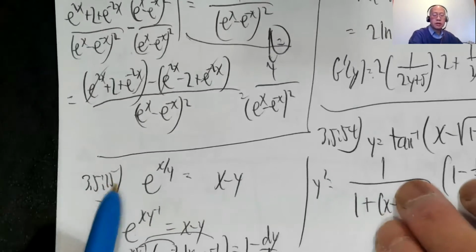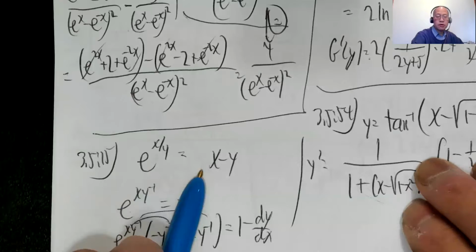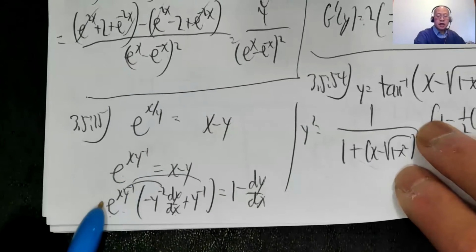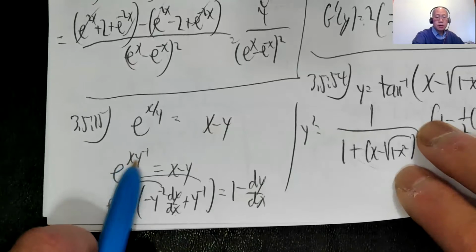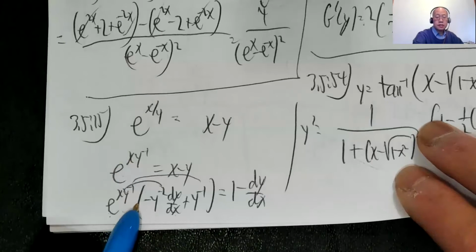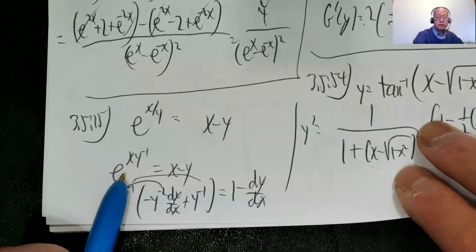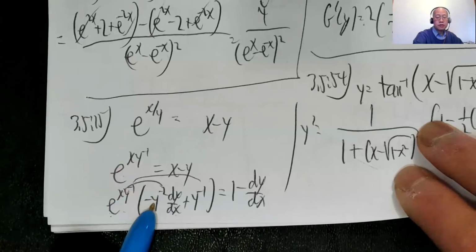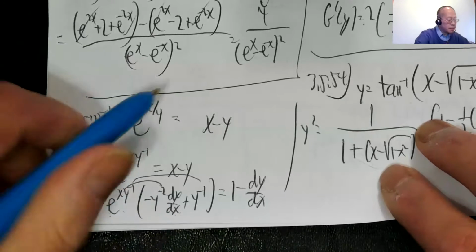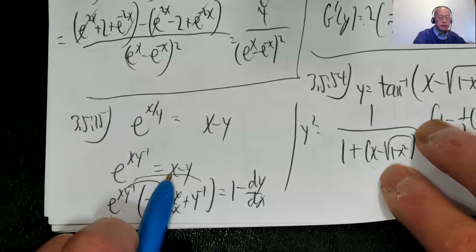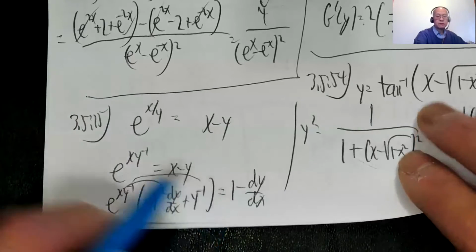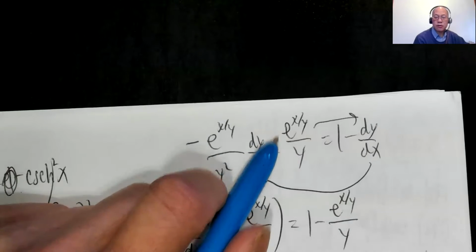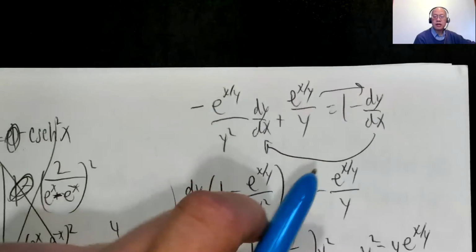3.5, number 15, ask for dy dx, e to the x over y equals x minus y. Treat this as e to the x times y to the negative 1. So the derivative of the left side is e to the x, y to the negative 1 times the derivative of the exponent, which is first times derivative of second, plus second times derivative of the first. Okay, so negative y to the negative 2, dy dx, plus y to the negative 1, and the derivative of this is 1 minus dy dx. Cleaning it up, negative e to the x over y squared dy dx, plus e to the x over y equals 1 minus dy dx.